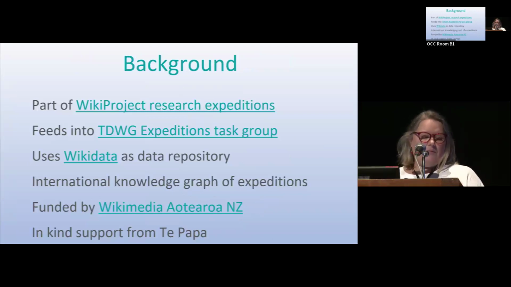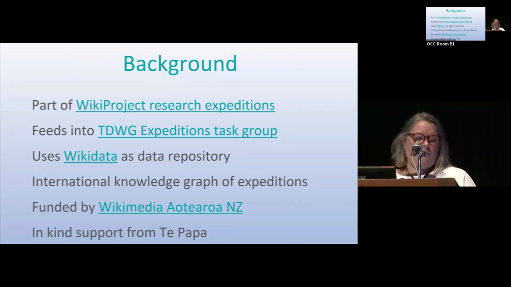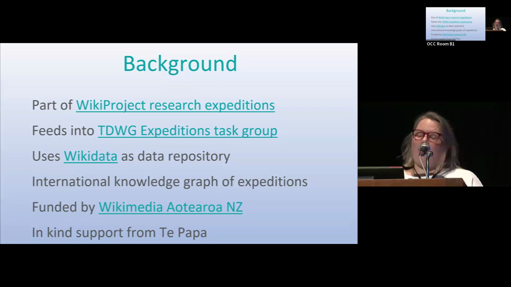So the Te Papa Research Expeditions project was part of an ongoing international effort to create a global knowledge graph for research expeditions. We use Wikidata as our repository for our data. The umbrella project for this effort is called Wiki Project Research Expeditions, and it's associated with a TDWG Modelling Research Expeditions task group. Sabine von Mering is actually going to be giving a presentation on that task group later in this conference.